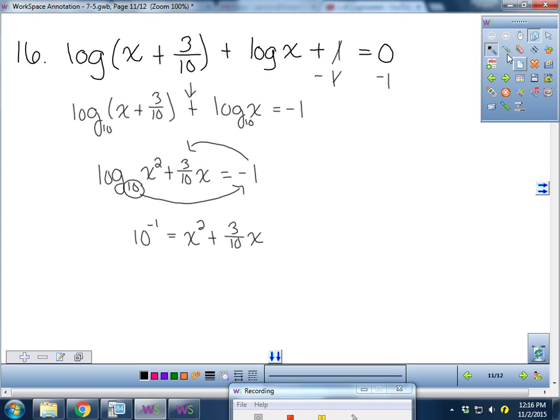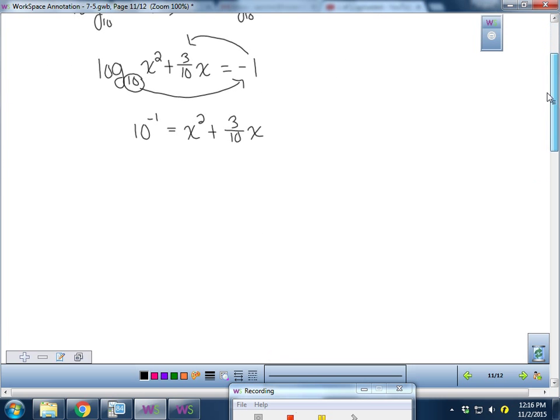I need to simplify this side over here. 10 to the negative 1 is 1 over 10. Your calculator will do that for you, okay, if you don't remember the negative exponent rules. Then I have x squared plus 3 over 10 x. So I do notice that I have an x squared and an x and a number, okay?